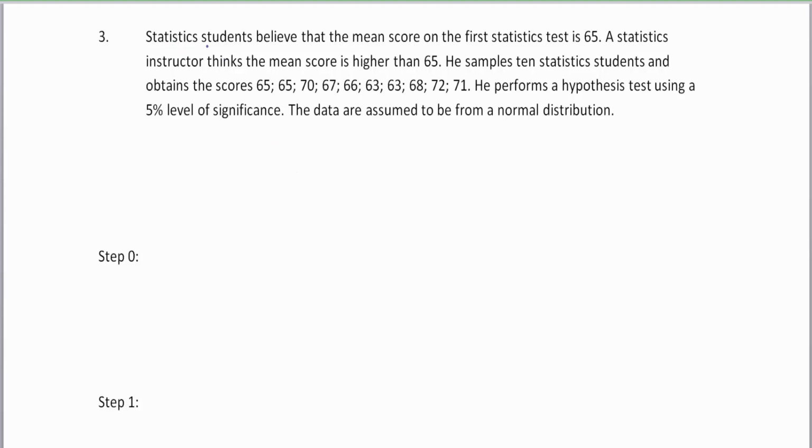The statistics students believe that the average score of their first test is 65. Boy, that sounds like a null hypothesis to me. So for step zero, I'm going to put down mu equals 65, and let's just get to the null hypothesis. The null hypothesis is going to be mu equals 65, okay? Now, the statistics instructor thinks that the average score is higher than 65, and boy, that sounds like an alternative. All right, so this is mu greater than 65.